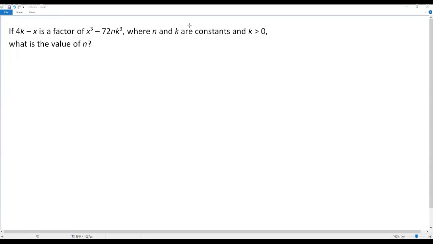Here we have an SAT math problem. Okay, let's go to the question. If 4k − x is a factor of x³ − 72nk³, where n and k are constants and k is greater than 0, what is the value of n?